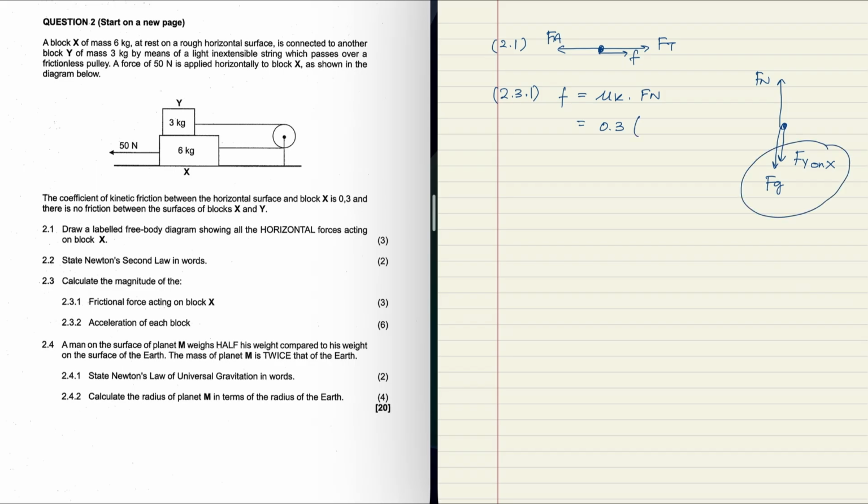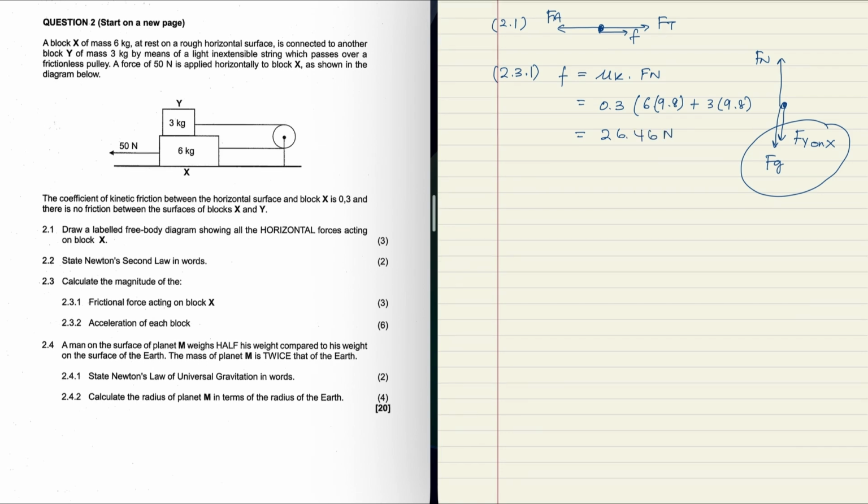So it's going to be Fg, which is mass times gravity. So 6 times 9.8. And then plus the force of Y on X. Y is pushing its entire weight down on X. So the force of Y on X is going to be its weight. So it's going to be 3 times 9.8. And that gives us a friction value of 26.46 newtons.